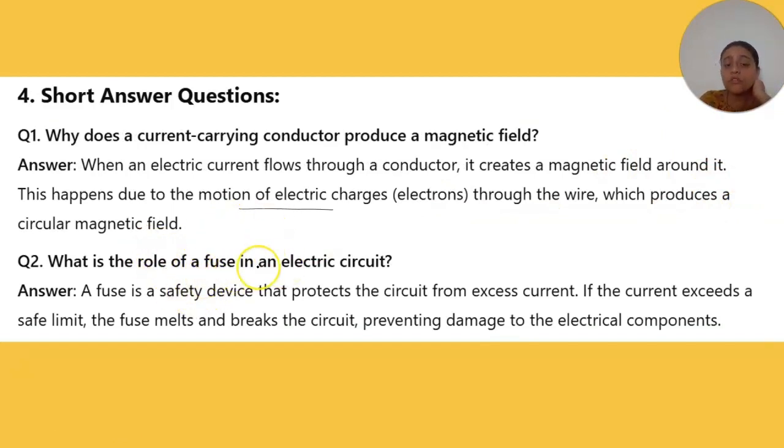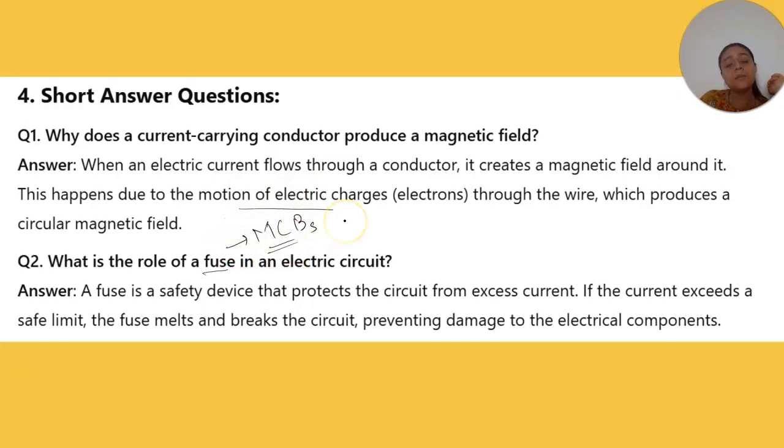What is the role of a fuse then? You already know that it safeguards the electrical appliances from short circuit and from overloading, right? A fuse is a safety device that protects a circuit from excess current. If the current exceeds a safe limit, the fuse melts and breaks the circuit, preventing damage to the electrical components. Apart from it, you already know that instead of a fuse, we can use MCBs, right?